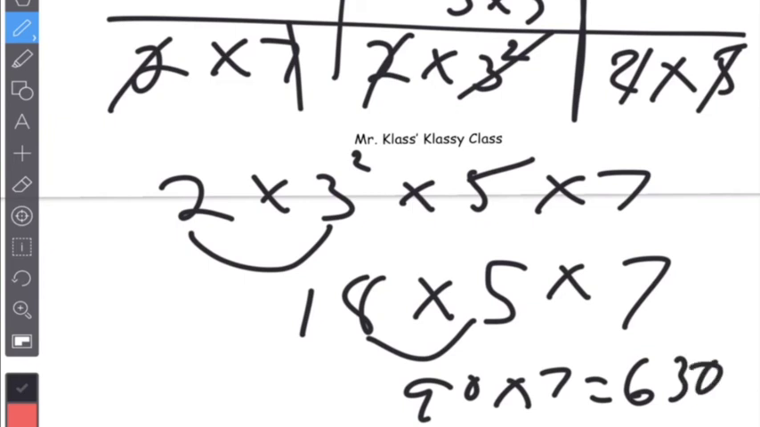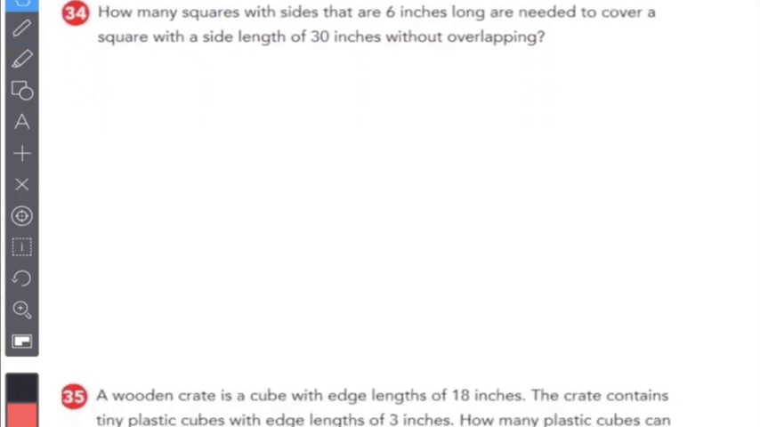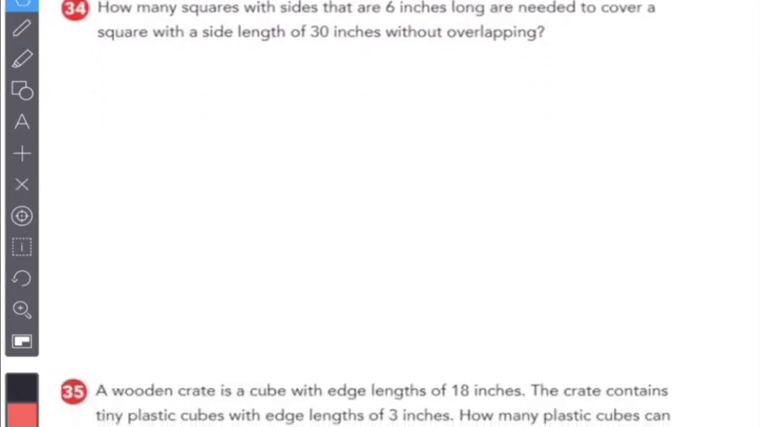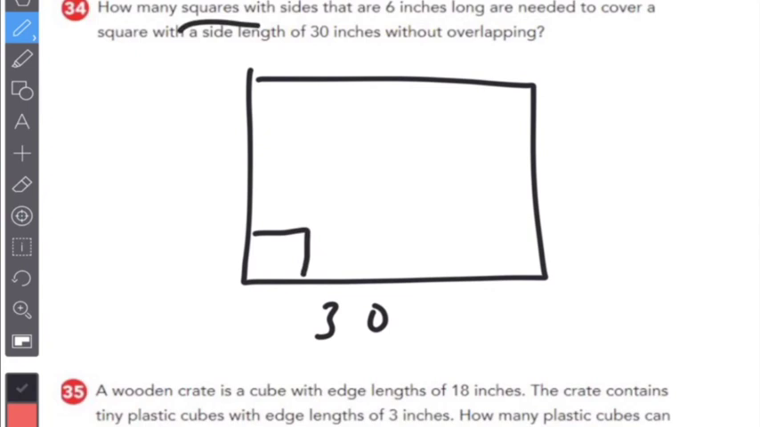All right, a couple more. 34. So 34 is how many squares with sides that are 6 inches long are needed to cover a square with a side length of 30 inches without overlapping. So I'm going to draw a quick picture. Okay, so a side is 30, and the key is squares. So here's a square, 6. Okay, so you got to figure out how many go in here.